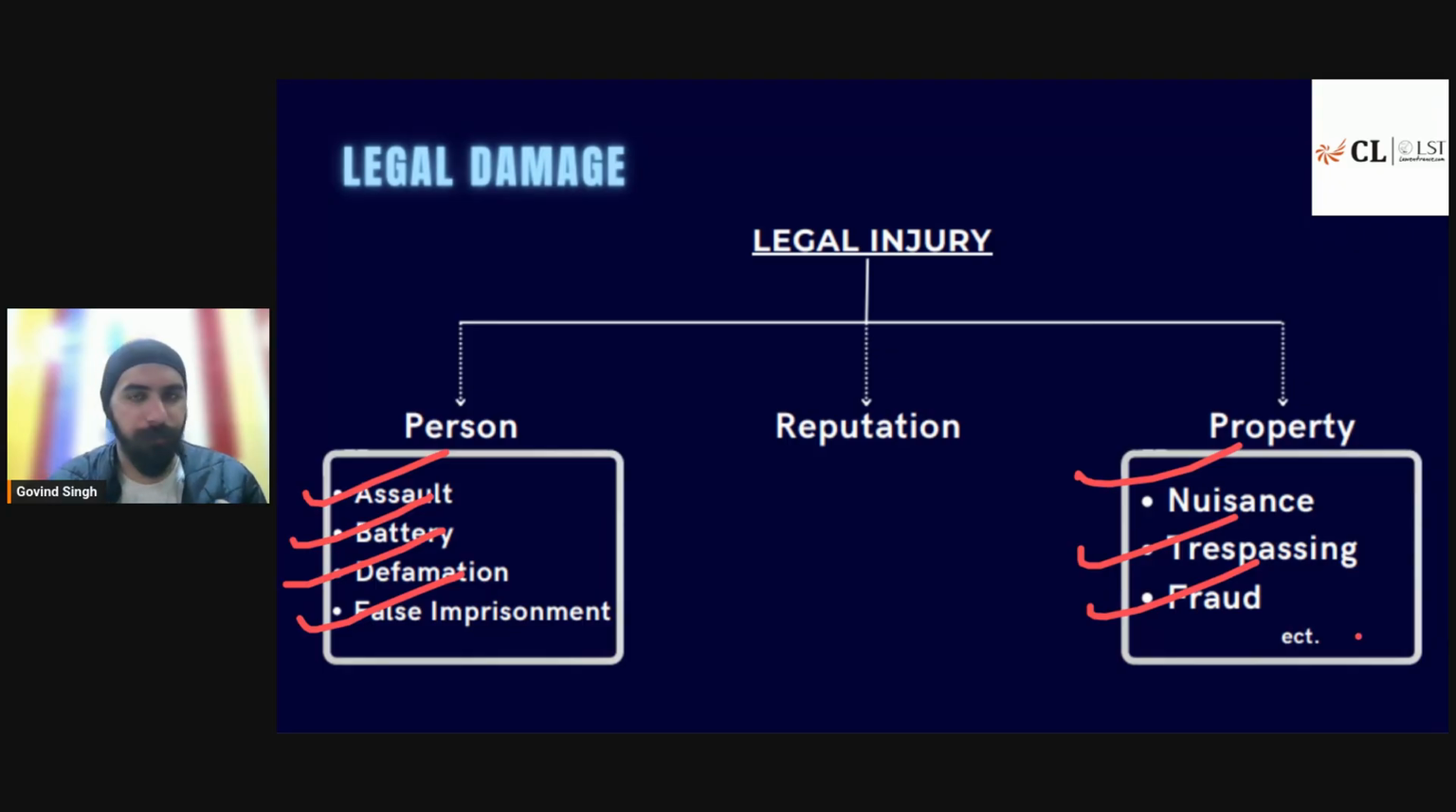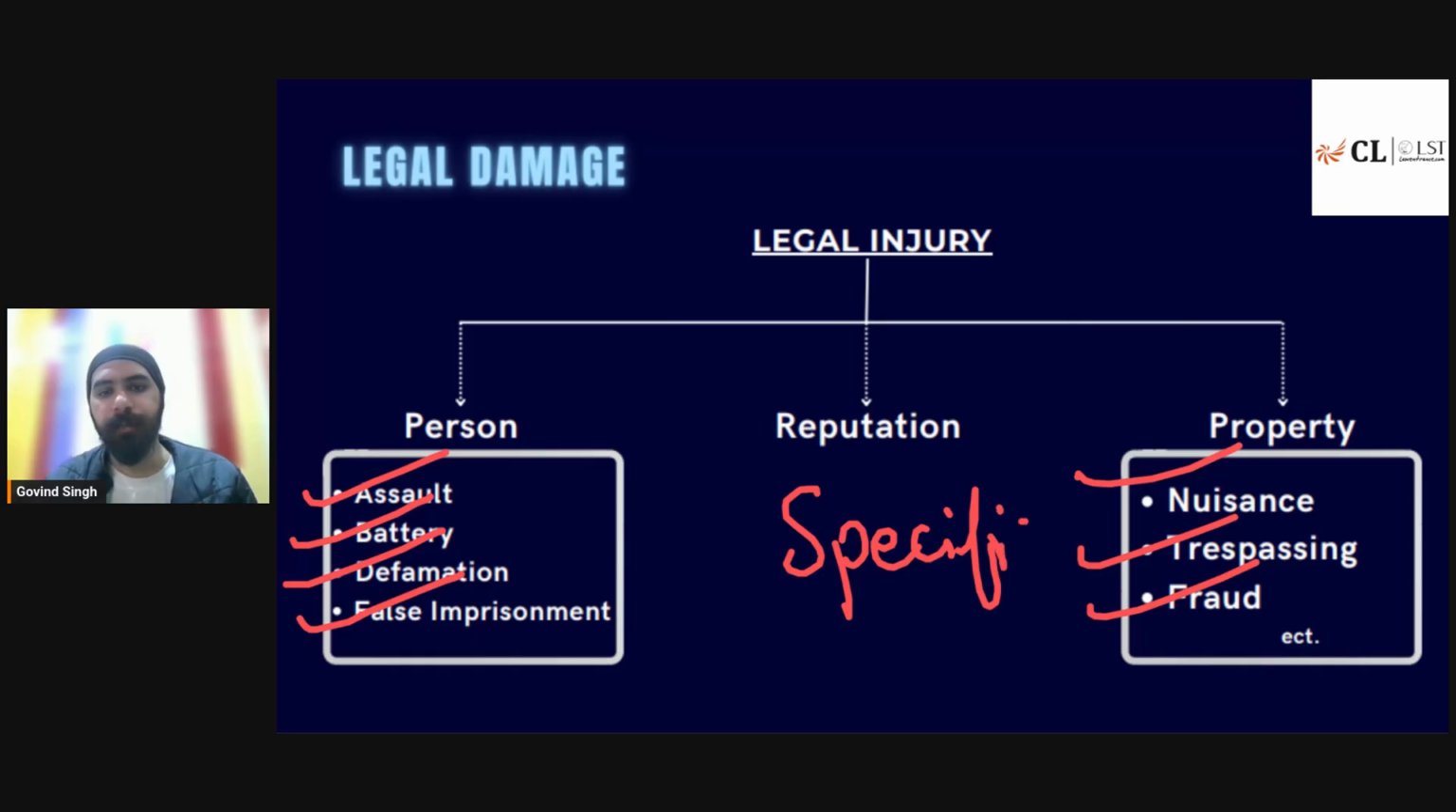This is not an exhaustive list. But before we go into the depth of all of these different torts, it is important to understand what the defenses to these torts are. What are the general defenses? Why do I call them general defenses? Because they are not just specific to a single tort. These apply to all of these torts, be it related to person, be it related to property.